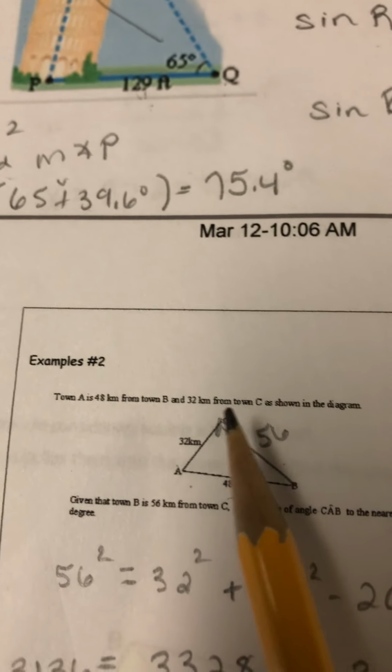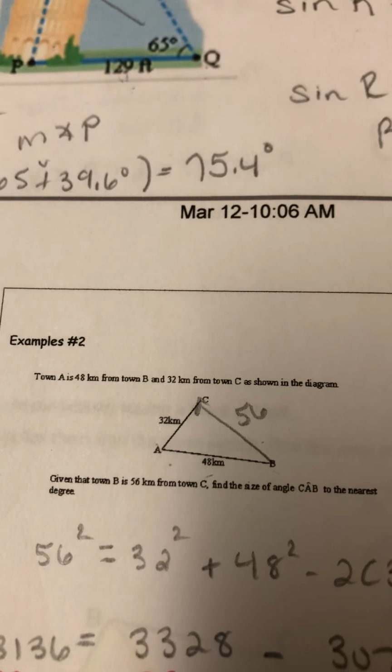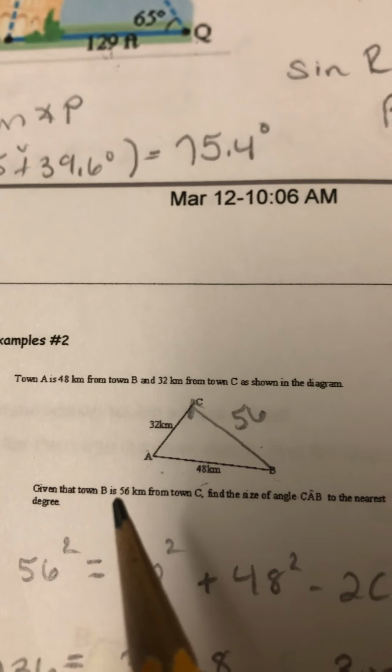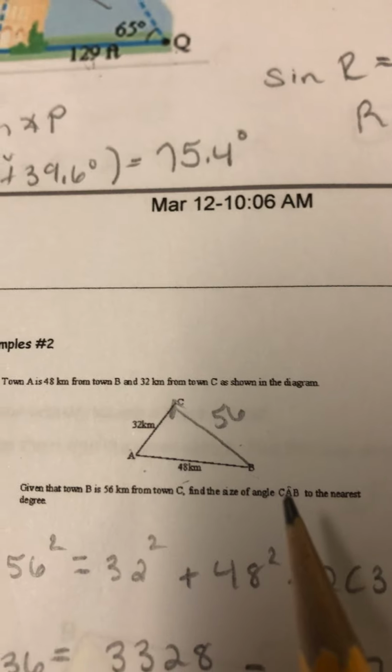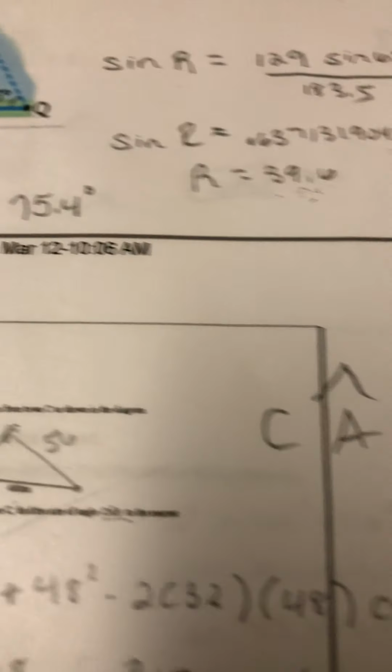So if we draw in the arrows to all these towns like on a map, we have a triangle with 3 sides, and it's scaling, by the way. So given that town B is 56 kilometers from town C, find the size of angle CAB. Now again, that's something that's relatively new for us.